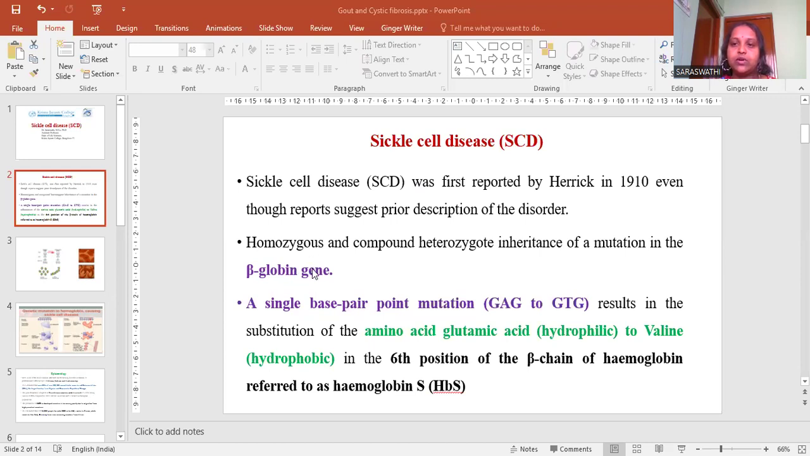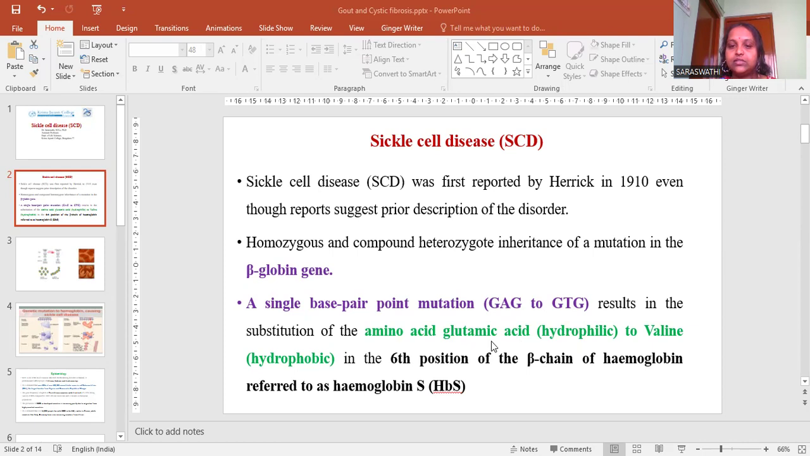The beta globin gene is a part of hemoglobin, right? Hemoglobin is made up of four subunits, 2 alpha and 2 beta. Since the beta globin gene is mutated, it is also known as a single base pair point mutation. So how come it is a single base pair? Because here you can see GTG instead of GAG. One single small nucleotide change leads to a change in the entire pattern of the amino acid.